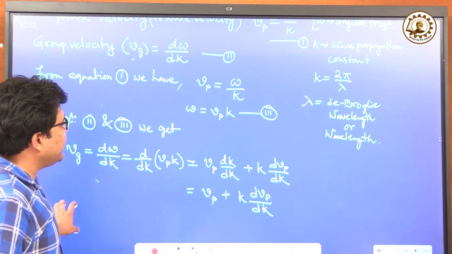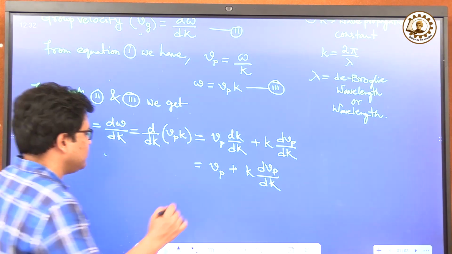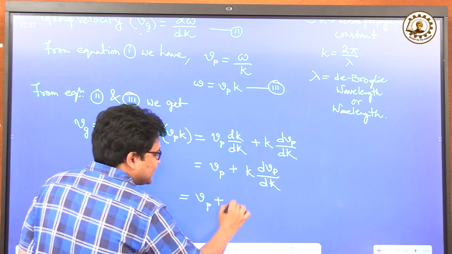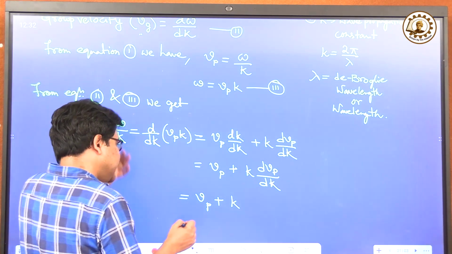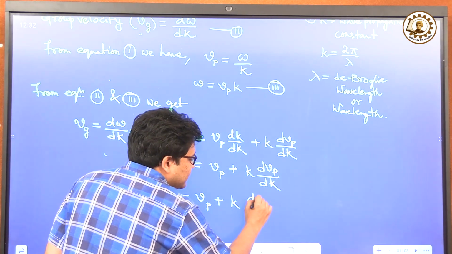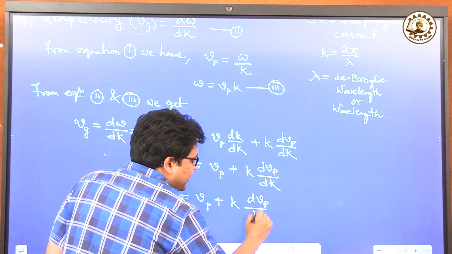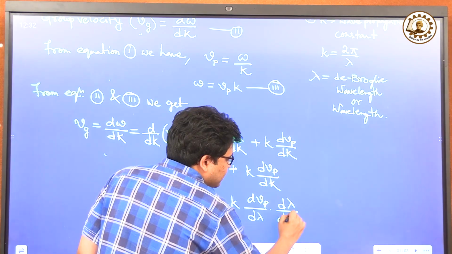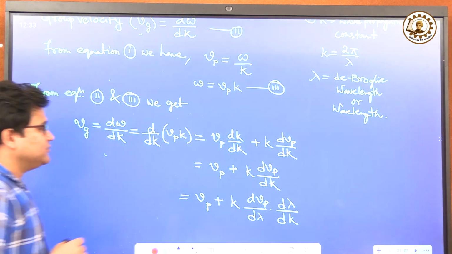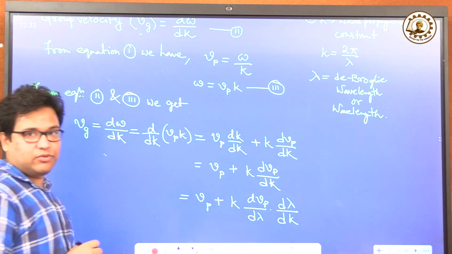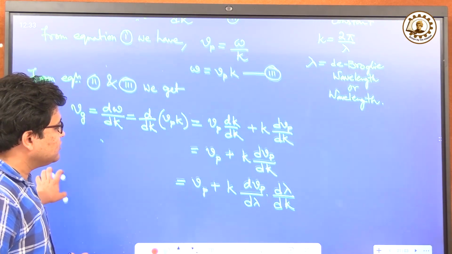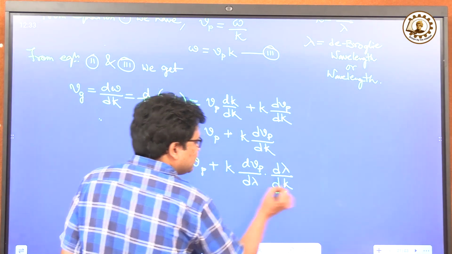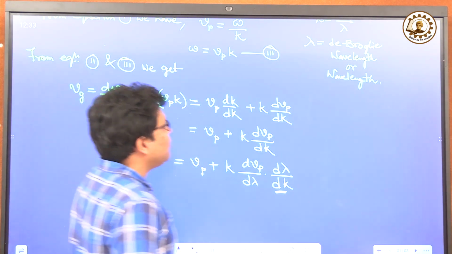Here we are going to apply the chain rule. Vp plus k, I can write dVp by dk as dVp by d lambda into d lambda by dk. Nothing special, I am just applying the chain rule. So here we need to evaluate this quantity d lambda by dk. Okay, let's evaluate.